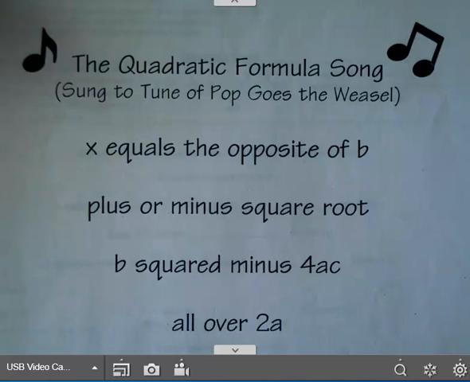I would sing this maybe 3 or 4 times till you have it memorized. I'm going to go ahead and switch papers and look at the formula itself, how it's written, and you can write the formula while you sing the song then.